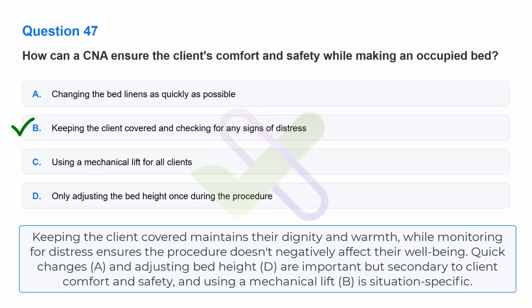The correct answer is B. Keeping the client covered and checking for any signs of distress. Keeping the client covered maintains their dignity and warmth, while monitoring for distress ensures the procedure doesn't negatively affect their well-being. Quick changes, A, and adjusting bed height, D, are important but secondary to client comfort and safety, and using a mechanical lift, C, is situation-specific.